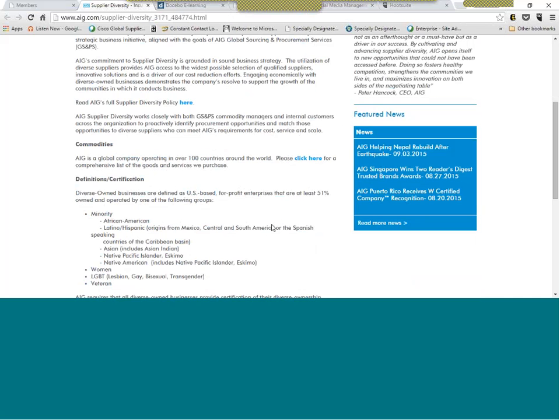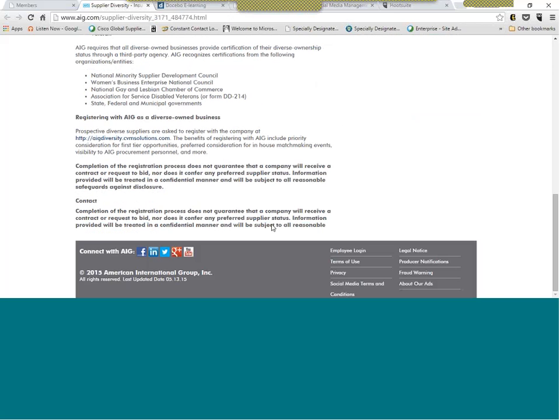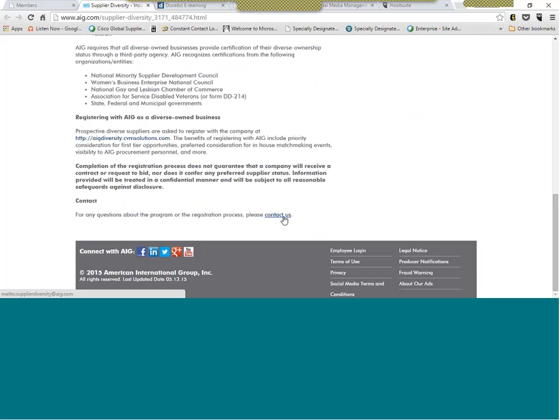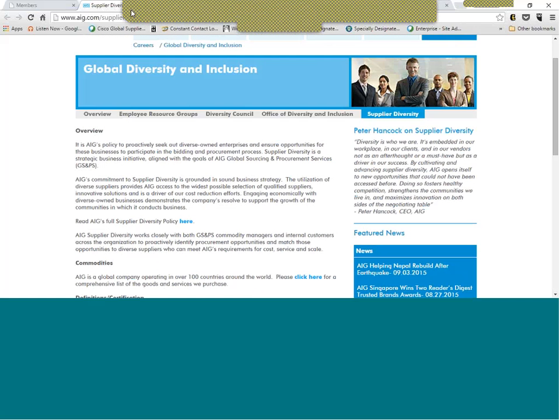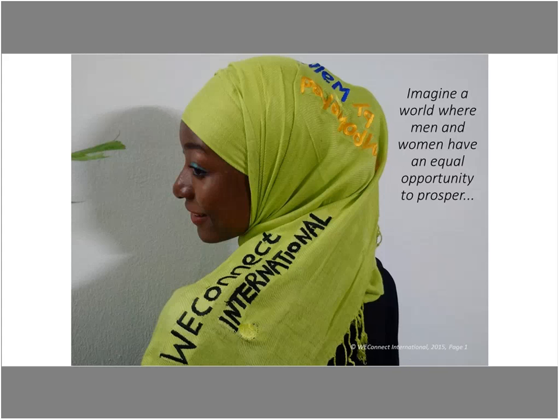So if the advocate isn't listed here, you can definitely contact them there. The next step is to go to the WEConnect International e-network and log in, and you'll be able to see a whole list of the corporate members and their contacts.